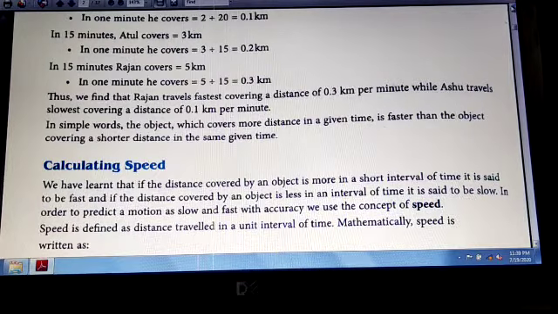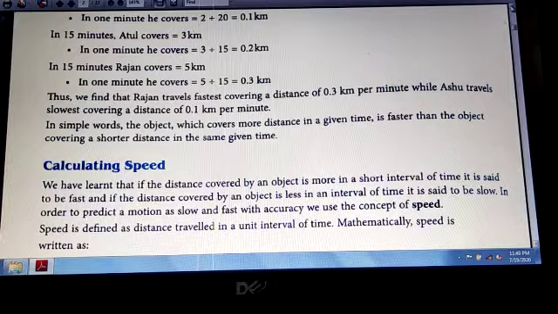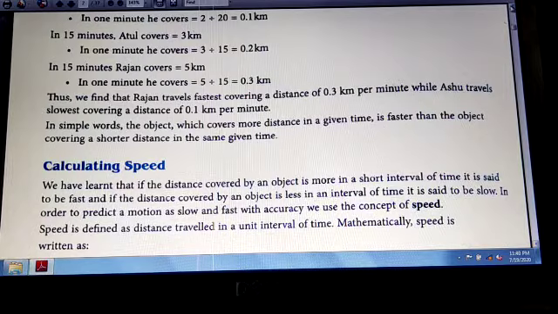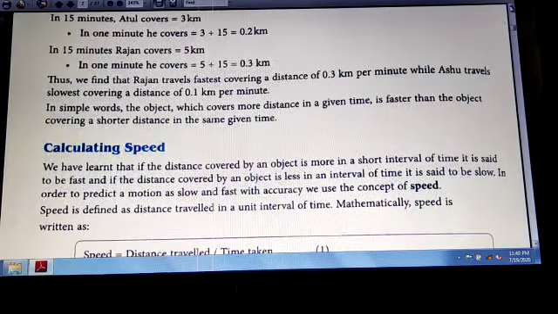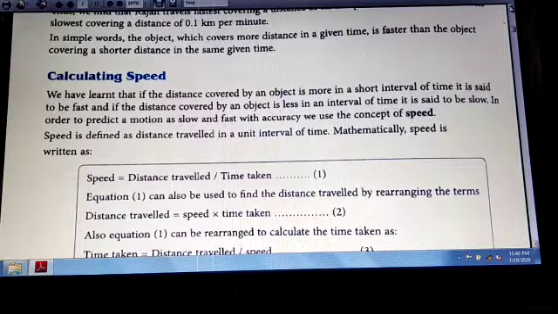Now already I have given you one video regarding how will you calculate the speed, what is the relation between speed, distance and time. So in simple words we can say that the object which covers more distance in a given time is faster than the object covering a shorter distance in the same given time. Now how will we calculate speed? So we define speed as distance travelled in a unit interval of time. So I hope you had watched that video which I had given regarding the relation between distance, speed and time.